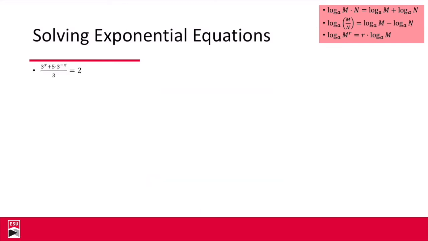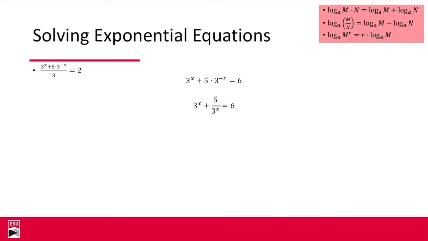Here, let's look at another exponential equation. So here we have 3 to the x plus 5 times 3 to the negative x all over 3, and that equals 2. And so first, I don't like to work with fractions, so I multiplied both sides by 3 to get rid of my fraction. Well, and then I remembered that 3 to the negative x is the same as 1 over 3 to the x, so I rewrote that as 3 to the x plus 5 over 3 to the x equals 6.